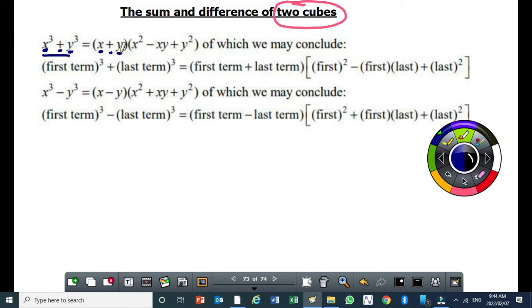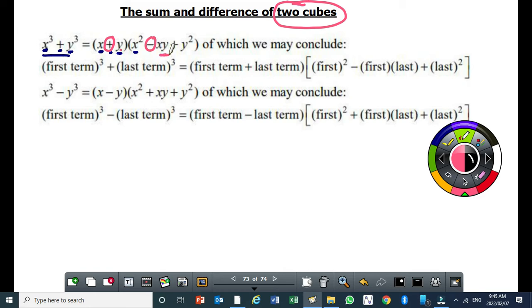Now, to get the trinomial factor, can you pay attention? To get the trinomial factor, first square the first term of the binomial factor. So, if you square x, you get x squared. Then, in terms of signs, if you have a sum in your binomial factor, the first sign or the first operation in your trinomial must be the opposite. So those two must be opposites, always, right? Then the middle term will be equal to x times y, and you get xy.